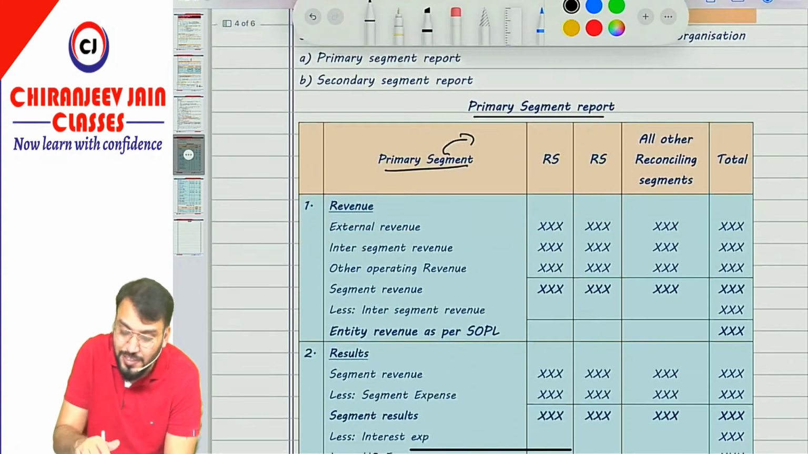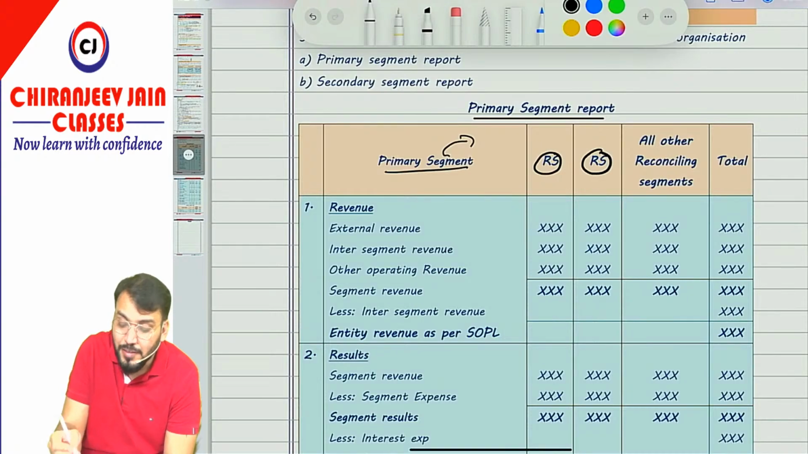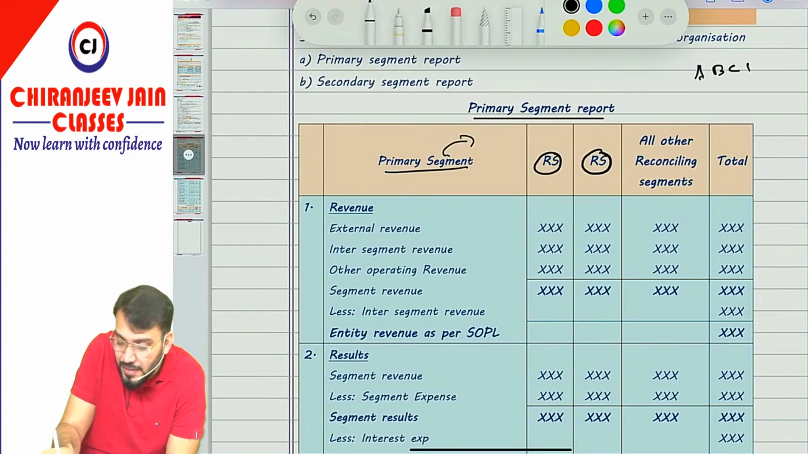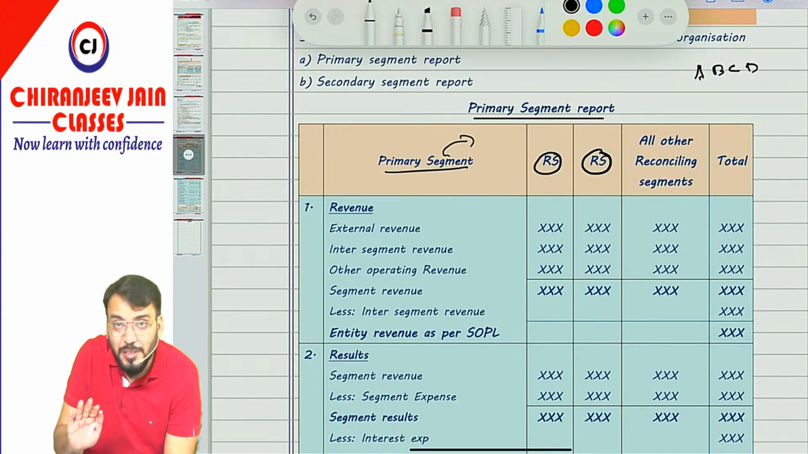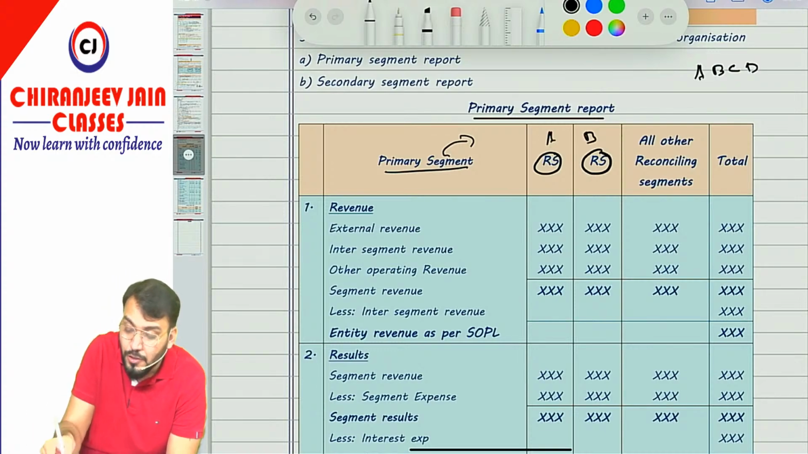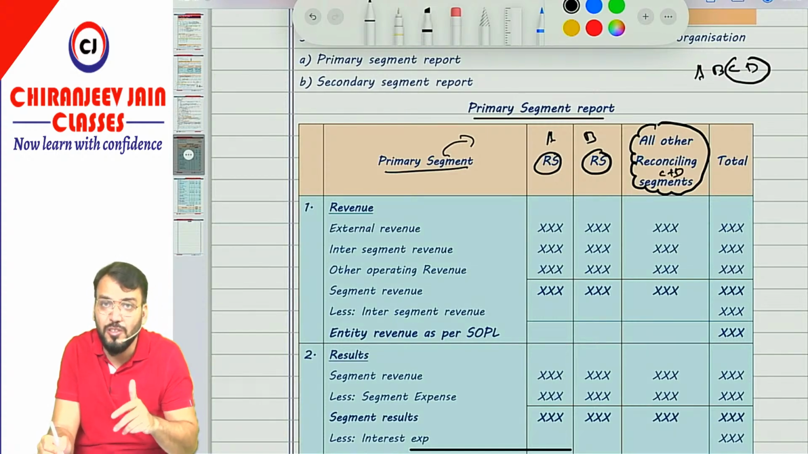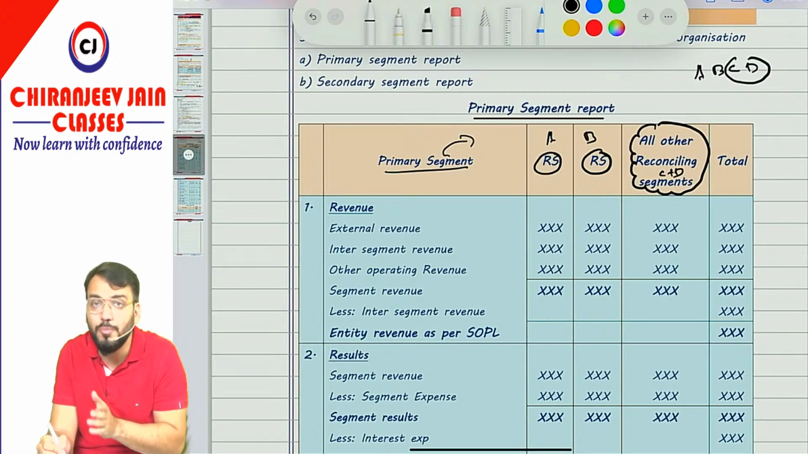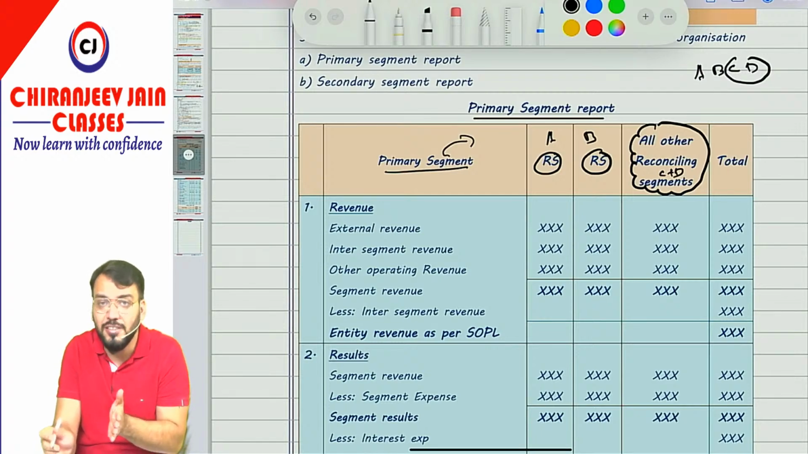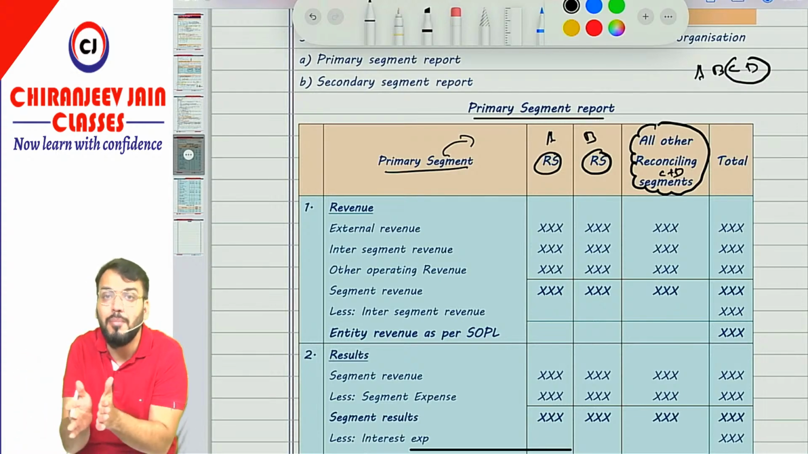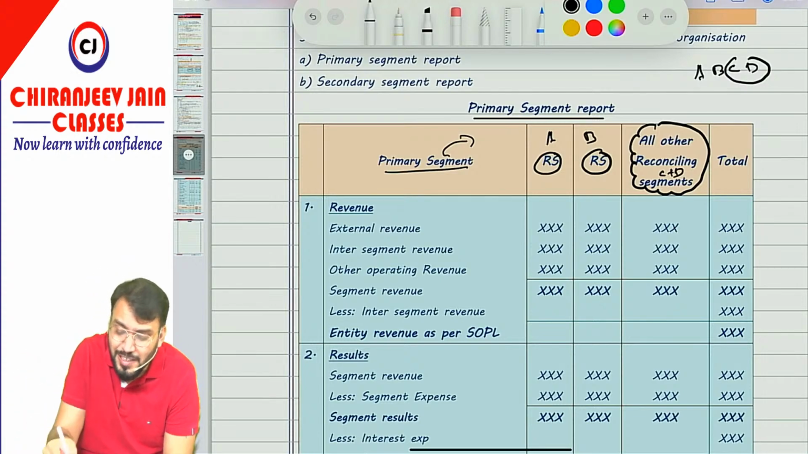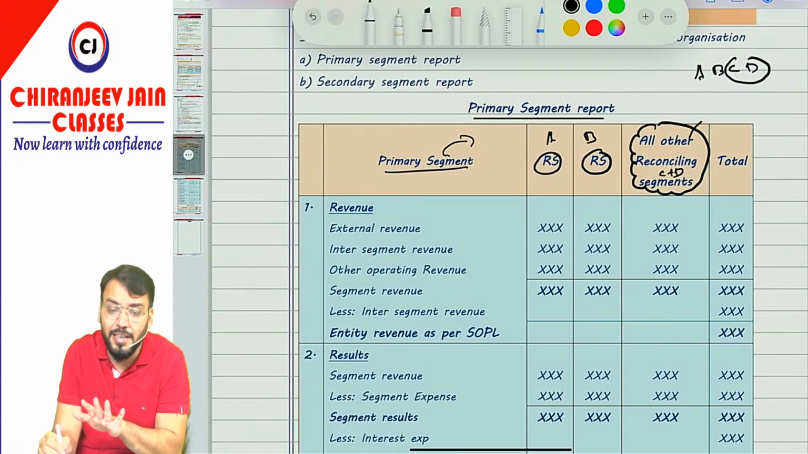So we'll identify the reportable segments. Suppose A, B, C, D were business segments, out of which A and B are reportable. So C and D are not reportable, and will be combined together for reconciliation. We write down C plus D combined for reconciliation, because whatever information we are disclosing should be reconciled with the SOPL items and the balance sheet. So for reconciliation, the segments which are not reportable will be combined together. However, from the exam point of view, they give all segments as reportable, so this column is actually not required in exam questions.